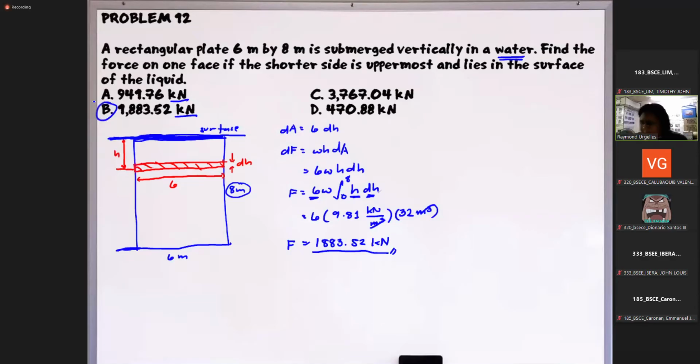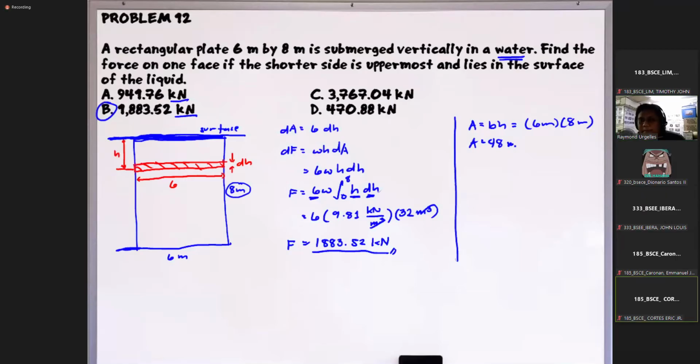Okay, so again, that's by integration. Di ba? Pag without integration, dapat alam niyo yung equation for the area. Rectangle lang naman yan, kaya area is base times height. Yung base ay 6 meters, yung height ay 8 meters. So therefore, the area is 48 square meters.